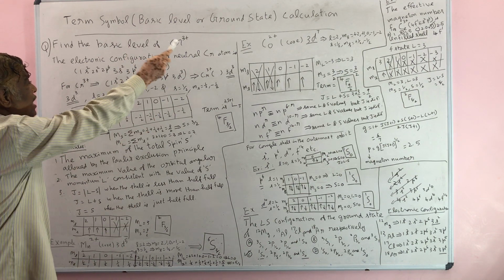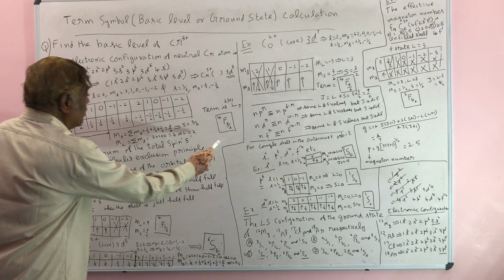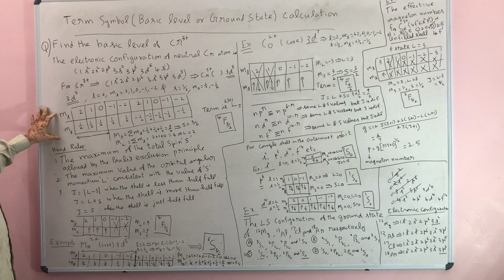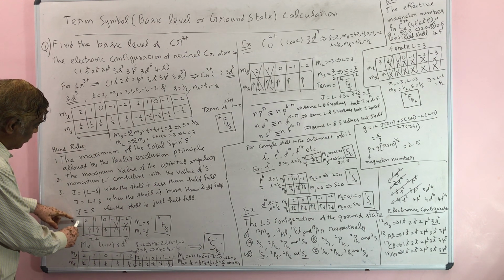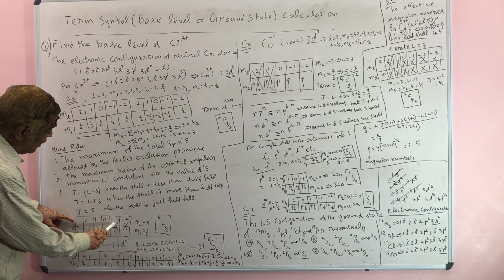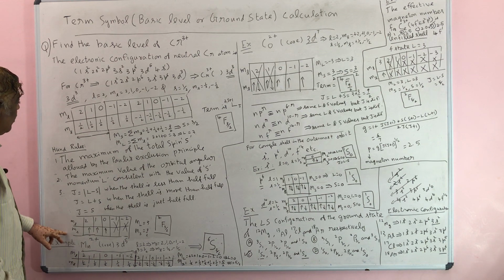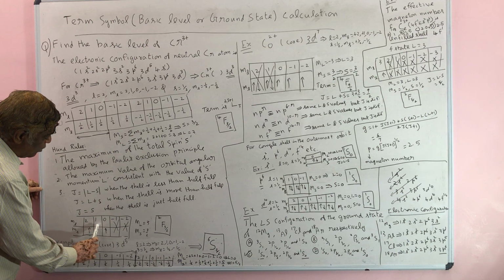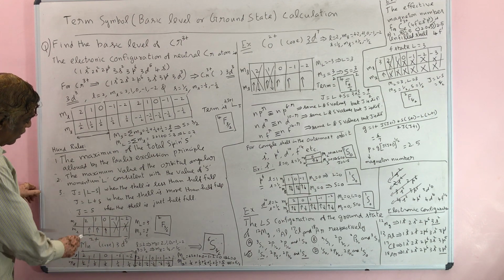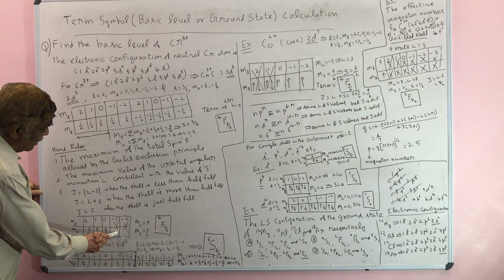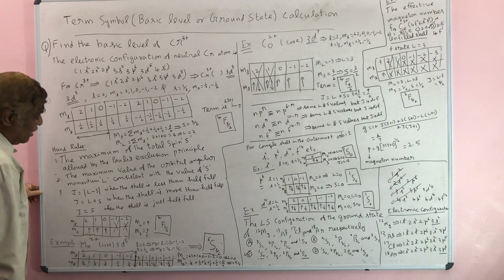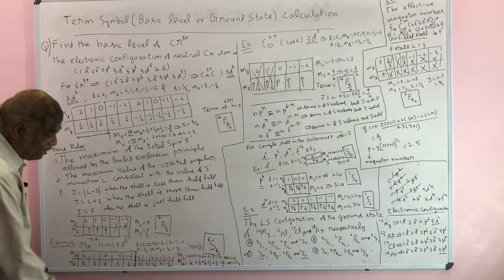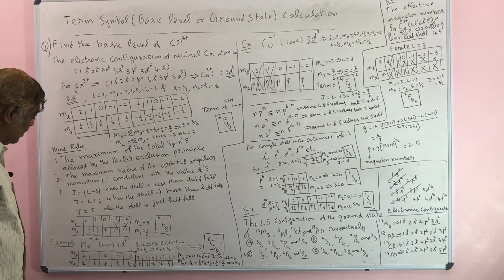Both are called the basic level or ground state. Now that can also be expressed in column form. You write ML: 2, 1, 0, minus 1, minus 2. Then you write your MS. There are 3 electrons, so the spin up may be expressed in terms of the vertical arrow: 1, 2, 3. The remaining positions are unfilled, so the unfilled positions can be crossed out. They cannot be taken for calculation.